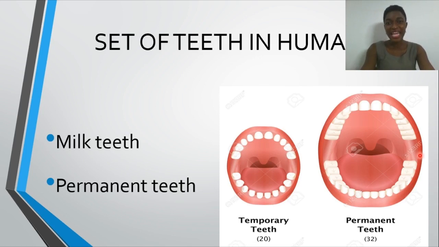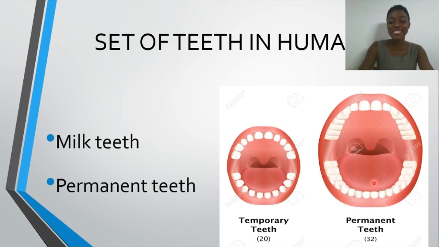As they age, they replace these teeth with much stronger and bigger ones. So this is the temporary teeth, and then we have the permanent teeth. Typically in humans, the permanent teeth reach a number of 32.